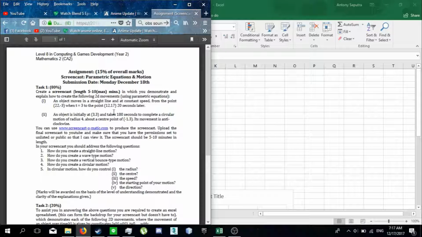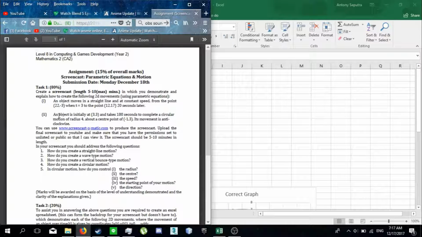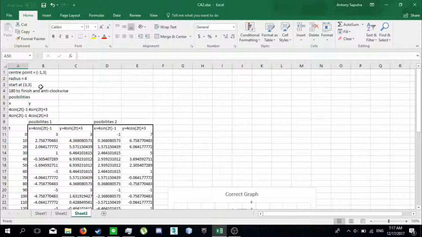Now the second one is a bit tricky. We don't have really a step; we have to figure out the possibilities because it's a circular movement. An object is initially at 3, 3, and takes 180 seconds to complete a circular motion, and this is important, of radius 4 about a center point of minus 1, 3. Its movement is anti-clockwise. So what we know is the center point is minus 1, 3, the radius is 4, it starts at 3, 3, takes 180 seconds to finish, anti-clockwise.